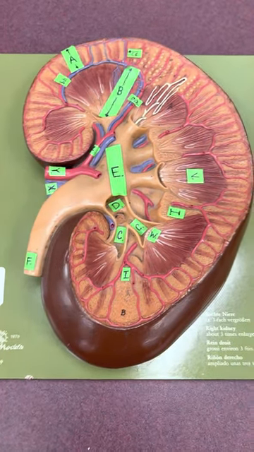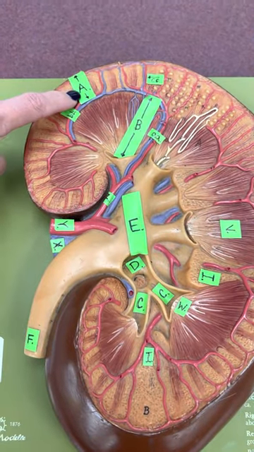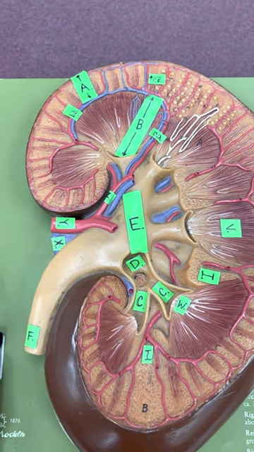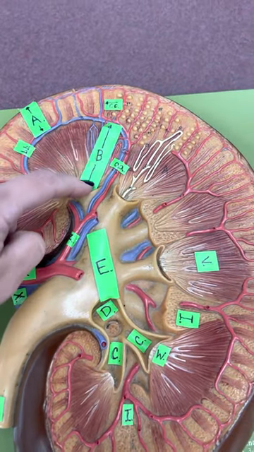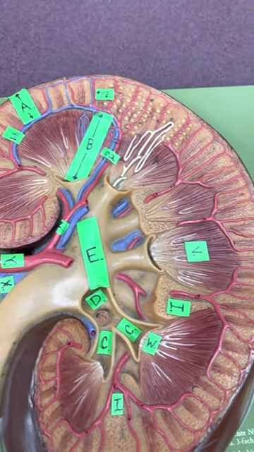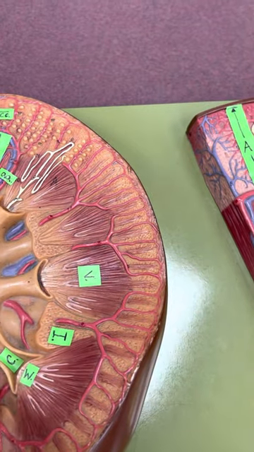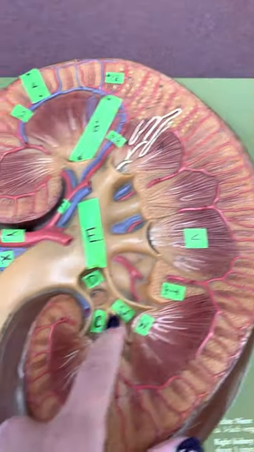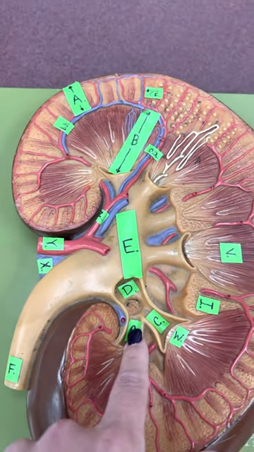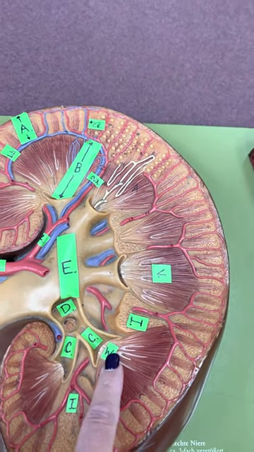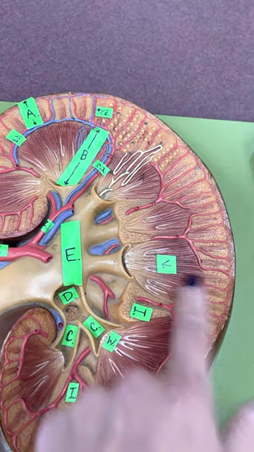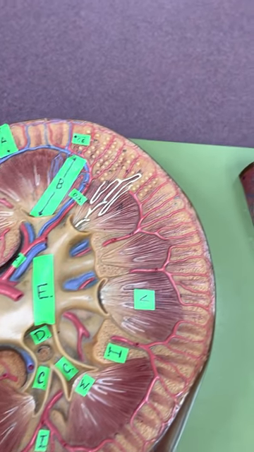So starting with A, this is the cortex region of the kidney. Letter B, that's going to be the medulla region of the kidney. Letter C, down here, these are going to be your minor calyces, which are going to drain each of your renal pyramids, which is V.